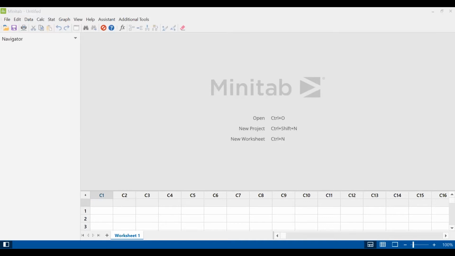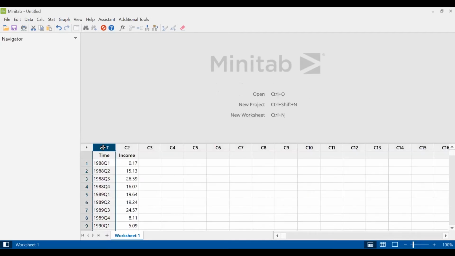You will need to copy and paste the data. I have the Word document open, so I'm gonna copy the data and come back to Minitab to paste it. All right, so there we go. Two columns. The first column is the quarter and year. The second column is the income.